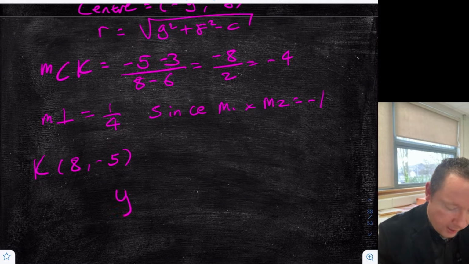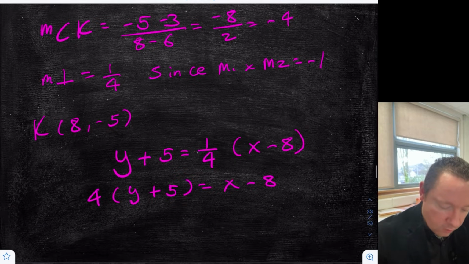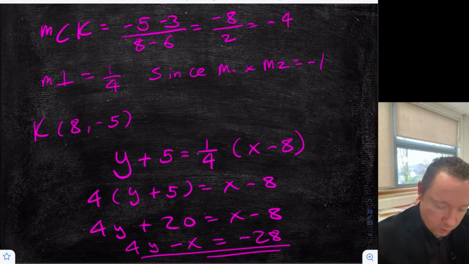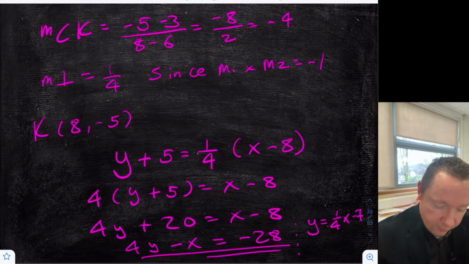So we can use y minus b, y plus 5 equals m(x minus a), which is 8. Times it through by 4, we get 4 times (y plus 5) equals x minus 8. So 4y plus 20 is x minus 8, or to leave it in a nice way, 4y minus x equals minus 28 would be a fine answer. If you prefer y equals, you can divide through by 4 to get y equals a quarter of x, and then minus 28 divided by 4 is minus 7 if you prefer.